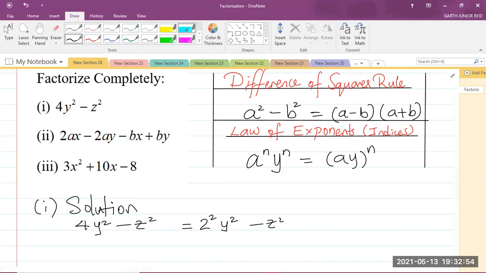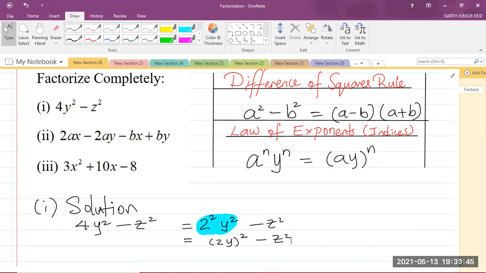Now, for this term here, I'm going to use this law of indices, which says that if we have a to the power of n multiplied by y to the power of n, then that is equal to a times y all raised to the power of n. So that is what I'm going to use for that term there. So I can now write this as 2 multiplied by y all squared. And remember we have the negative z squared there. Now clearly you can see that it fits the form that we want now, a squared minus b squared. So in this case, the a is just the 2y and the b is the z.